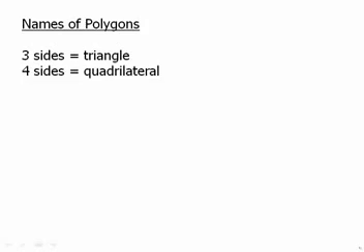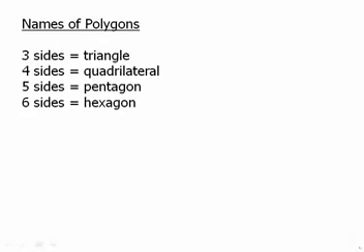So let's talk about the names of the polygons. Obviously, if a polygon has 3 sides, we call it a triangle. If it has 4 sides, we call it a quadrilateral. If it has 5 sides, we call it a pentagon. That's a term you need to know. If it has 6 sides, it's a hexagon. That's a term you need to know.